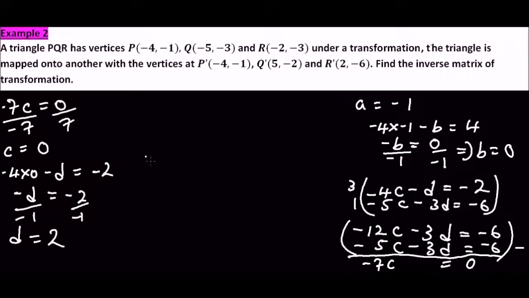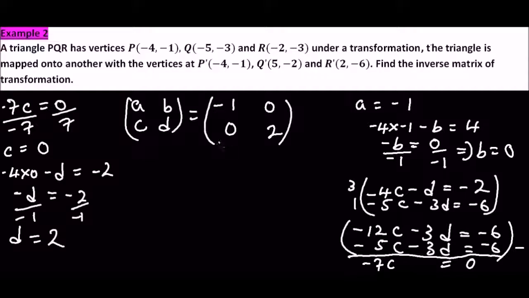So we have now found the transformation matrix which we had defined as A, B, C and D. We have found our a is minus 1, our b is 0, our c is 0, and our d is 2. So that is our transformation matrix.